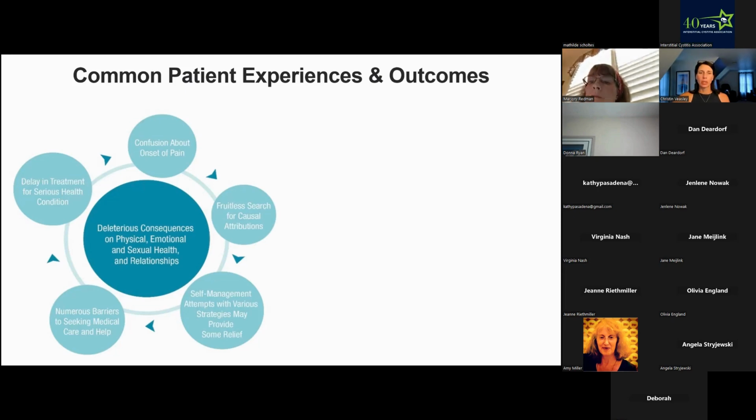A lot of times people are trying to self-manage with various strategies that provide some relief, some moderate, some low, some none. They oftentimes experience numerous barriers in seeking medical care and help for their condition and what they're experiencing, and also a delay in treatment for their IC as well as other pain conditions. And then obviously that's all another kind of vicious cycle that ends with a lot of consequences, not just on how you physically feel, but your emotional health, sexual health, relationships, work, pretty much every area of your life.